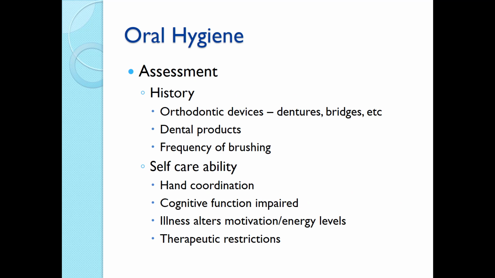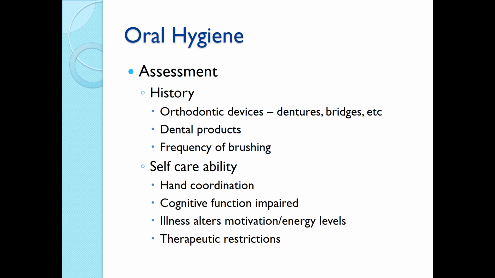Moving on to oral hygiene. Assessment-wise, find out, do they have any past history of abnormal disorders or conditions with the oral mucosa? Do they use any orthodontic devices like bridges or dentures? What dental products do they use? How often are they brushing, and do they have good dental hygiene? Are they physically able to do these things? Do they have the coordination needed, or the cognitive function?